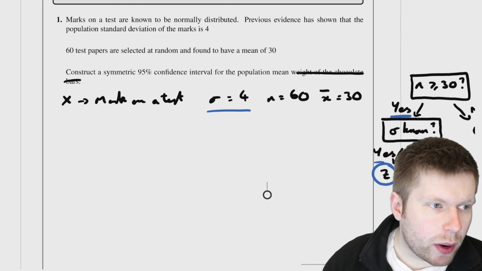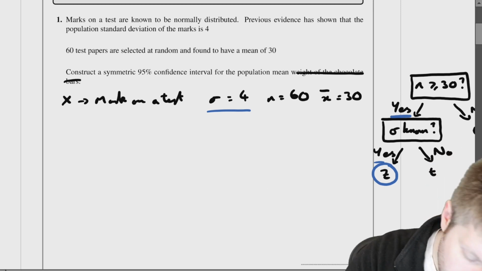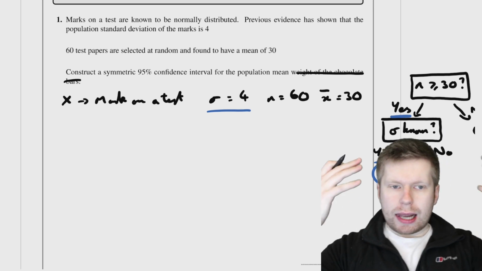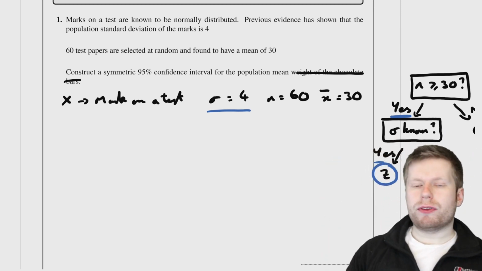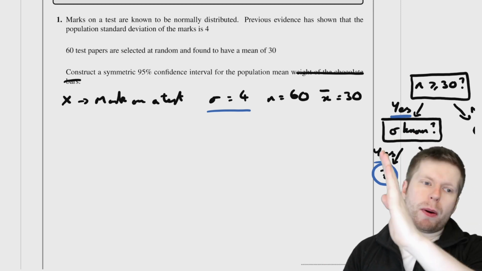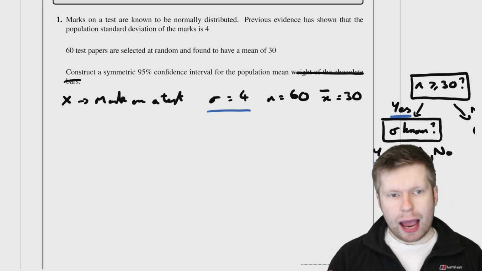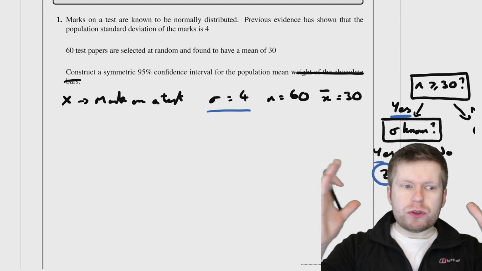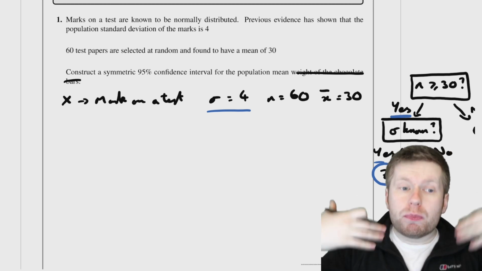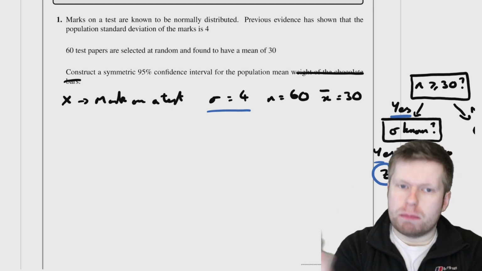All right, cool. So I need to construct a 95% confidence interval for the population mean mark. So remember, what I'm saying here is, I've gone out, I've collected 60 test papers, and I've found that they have a mean mark of 30. Now I need to figure out what's the upper bound and what's the lower bound. So I need to work out the bounds which can contain 95% of my data. Therefore, I am 95% confident that I've captured the true population mean mark.